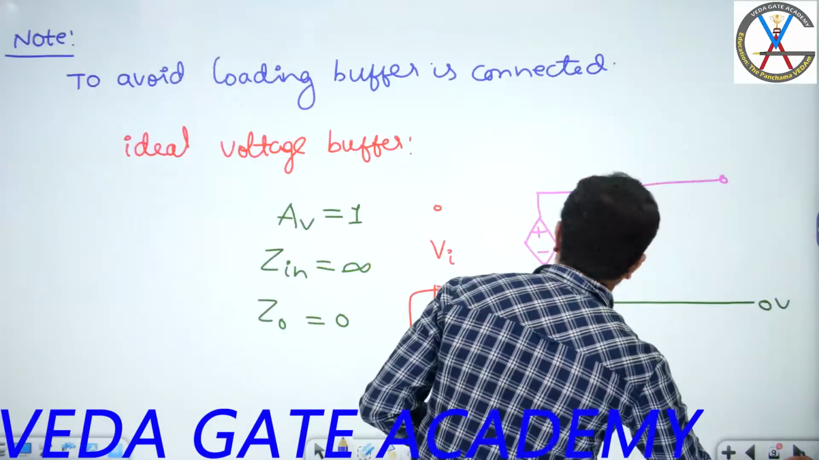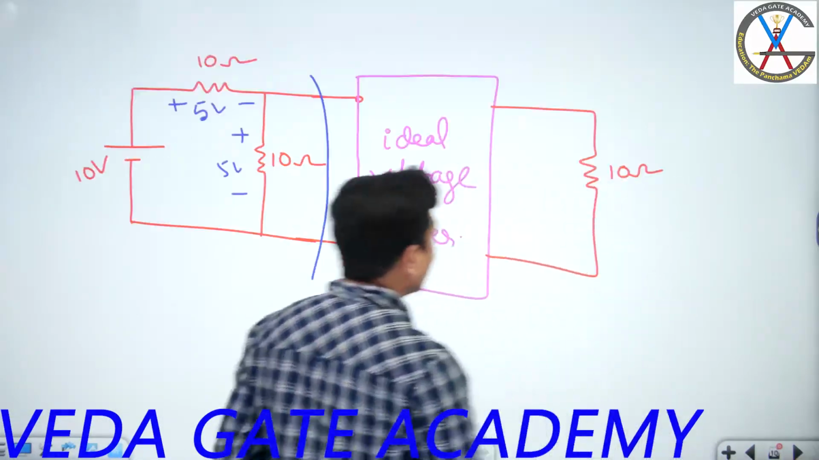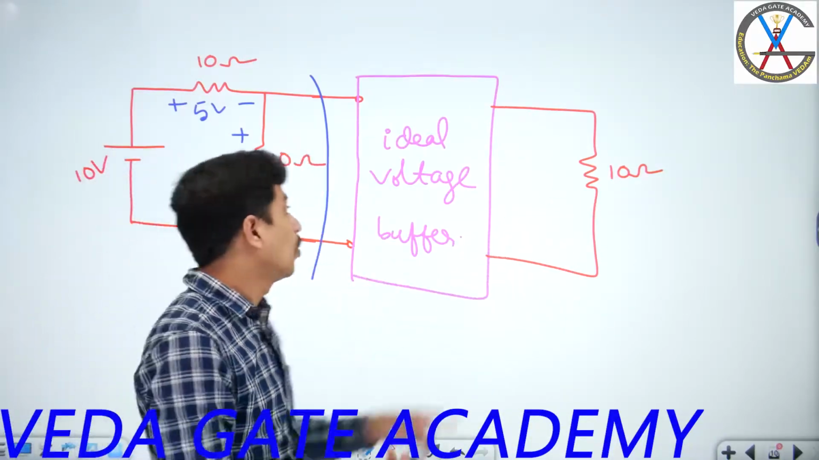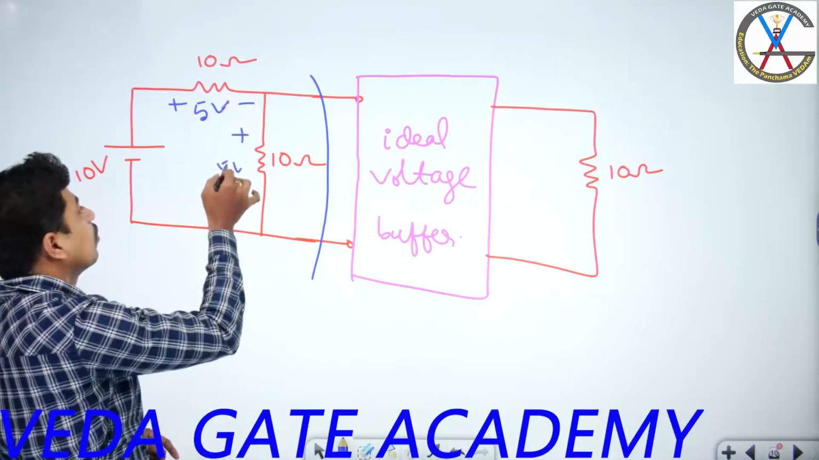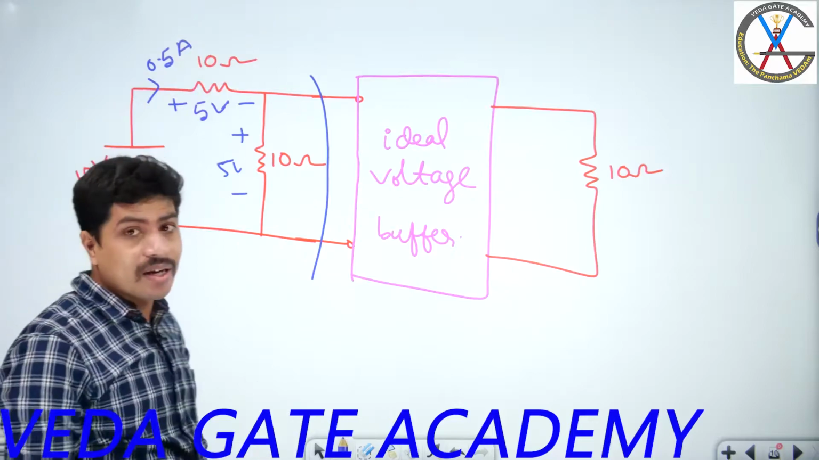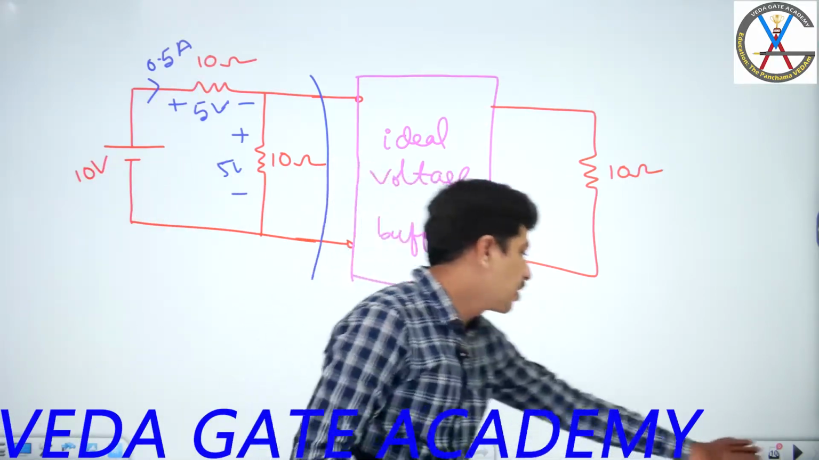But here we connected an ideal voltage buffer and 10 ohms. Even after connecting these also, we want this to remain as 5 volts and 0.5 amperes. Let us see whether it worked or not.